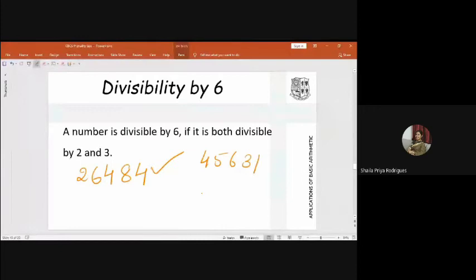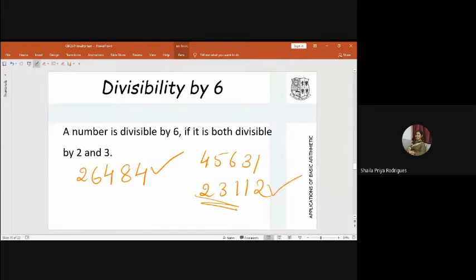An even number, let's say 2, 3, 1, 1, 2. This is even, divisible by 2. Now check if it's divisible by 3. 2 plus 3, 5. 5 plus 1, 6. 6 plus 1, 7. 7 plus 2, 9. 9 is divisible by 3. So this is divisible by 6.